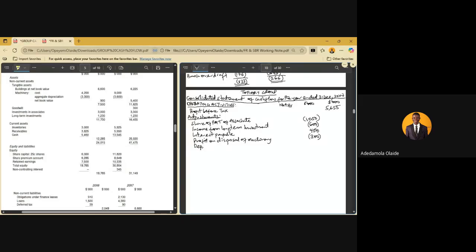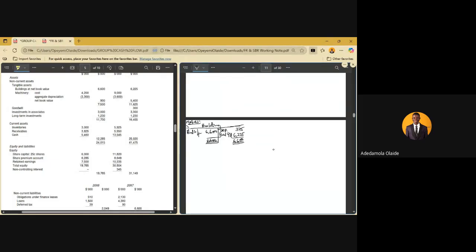Depreciation, building: 375 would have been deducted, so we add it back. The next one is machinery. For this, we can use the split approach. We have Note 2, machinery accumulated depreciation.